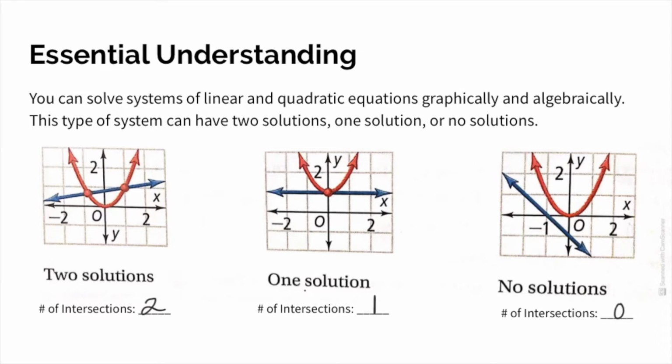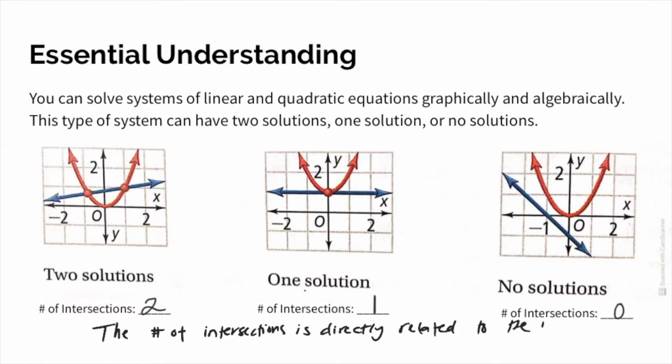And so this is really telling us that the number of intersections is directly related to the number of solutions. And so this is really implying that every time we intersect, that's going to be a solution. Intersections are solutions.